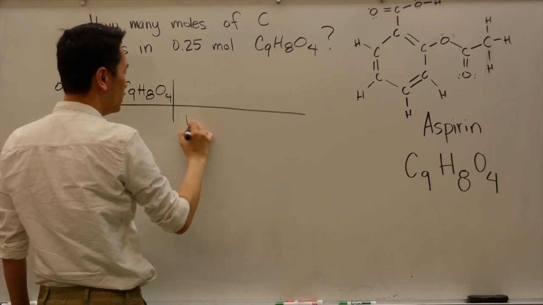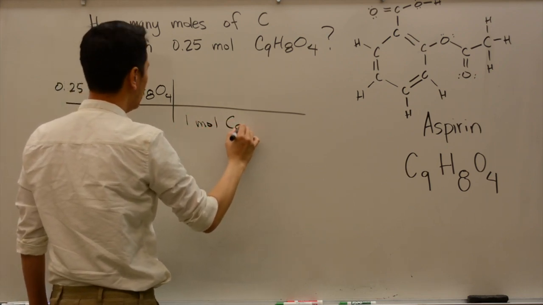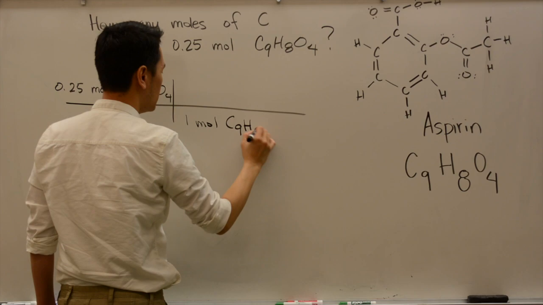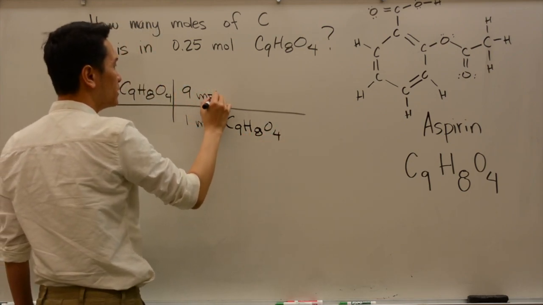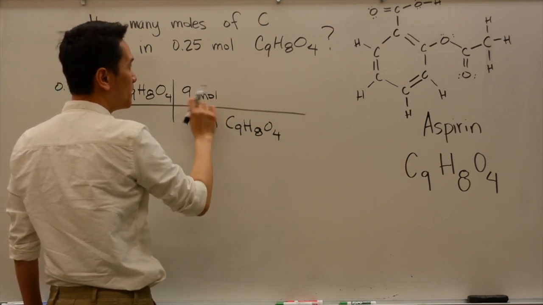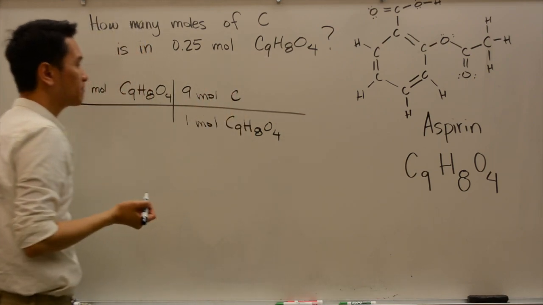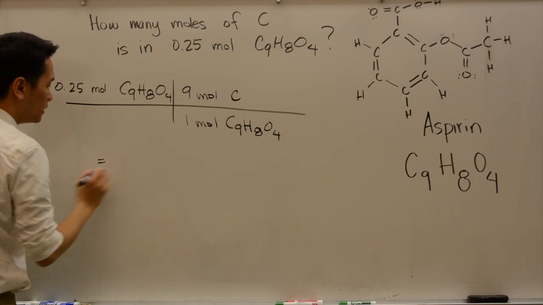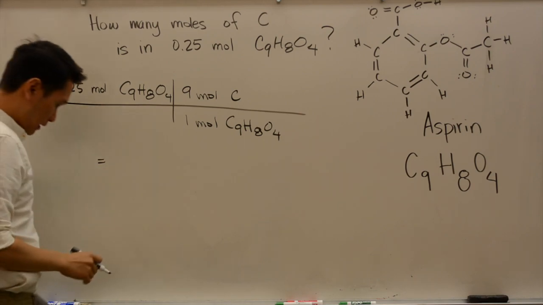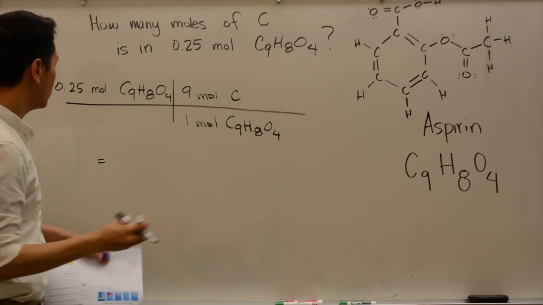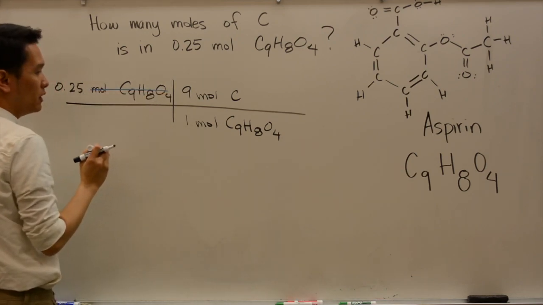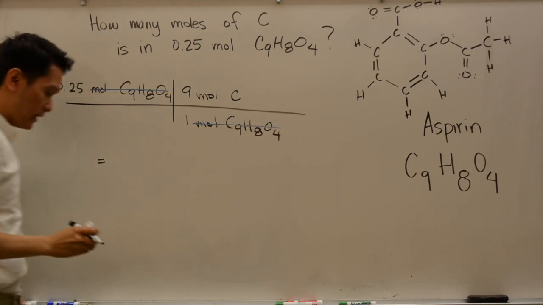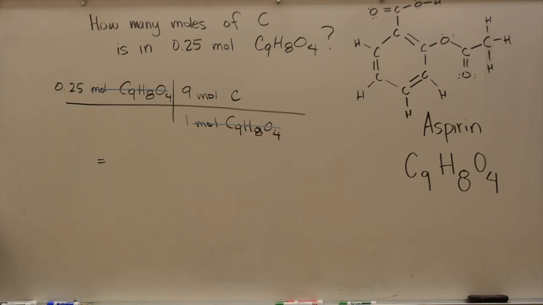So for every 1 mole of C9H8O4, there are 9 moles, right? So you get the subscript is where you get that. 9 moles of carbon. Do that math, right? A reminder is that our unit analysis tells us it is properly set up because the moles of aspirin will cancel out with the moles of aspirin, giving you moles of carbon. Okay, so 0.25 times 9.